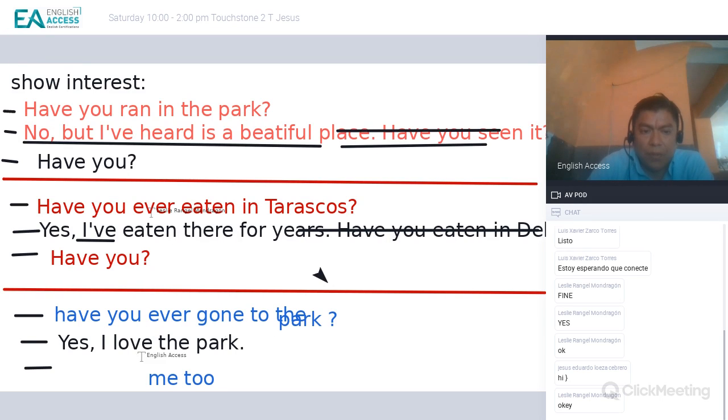Have you ever gone to the park? Yes, I love the park. What is the response? It's not have you, because it's I love. What tense is that? Is that present perfect or is that simple past? It is simple present. So your answer is do you. Okay?